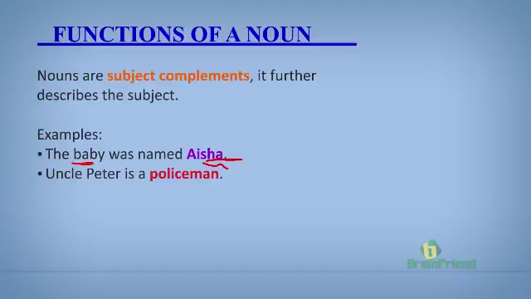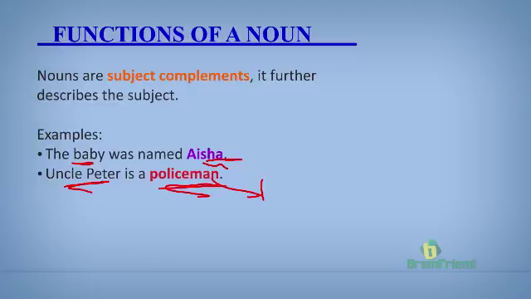Uncle Peter is a policeman. Uncle Peter refers to a person, so it's a noun. Uncle Peter is a policeman. Policeman is a noun. And what type of noun is this? A little quiz for you.